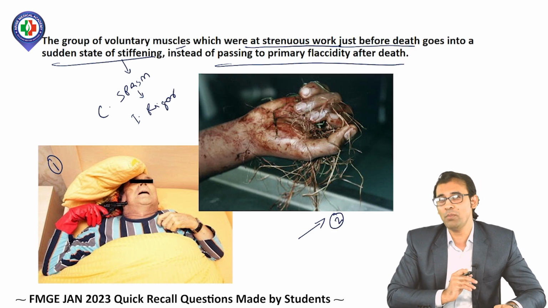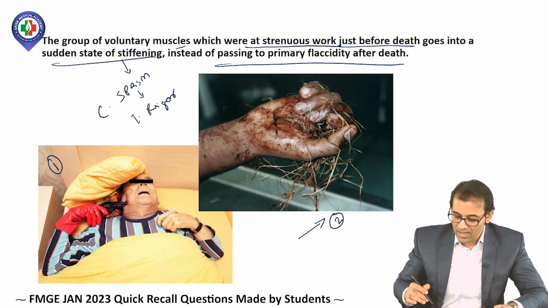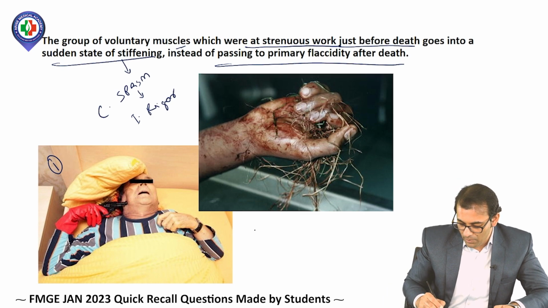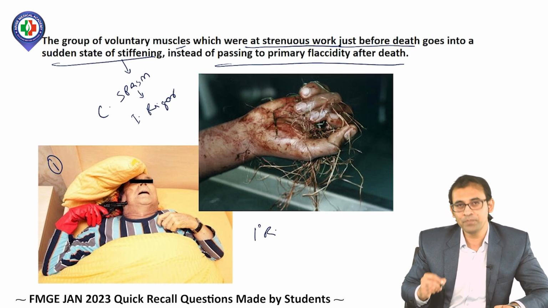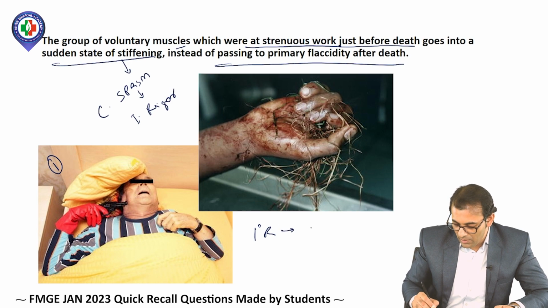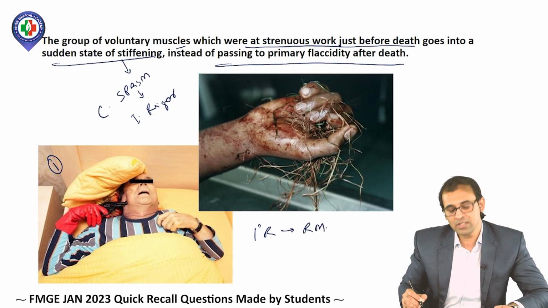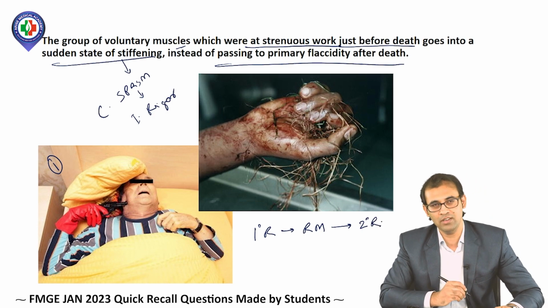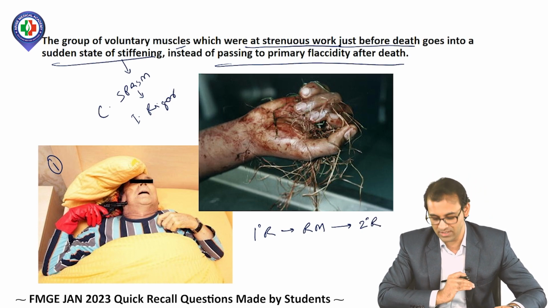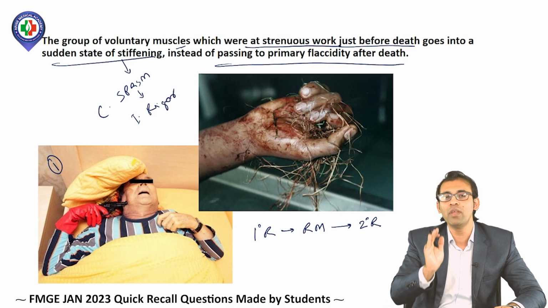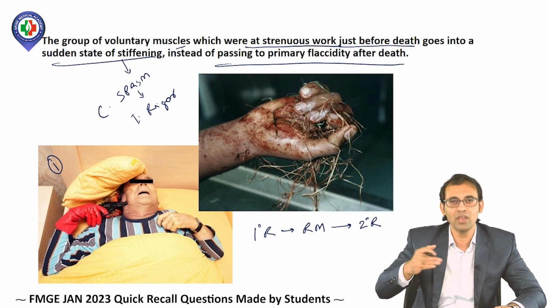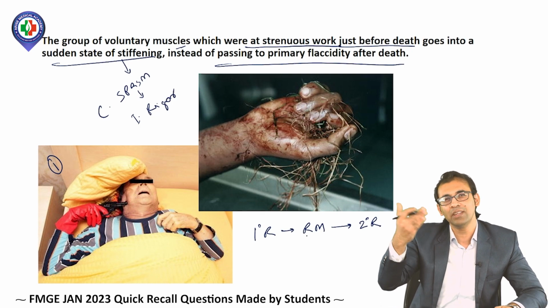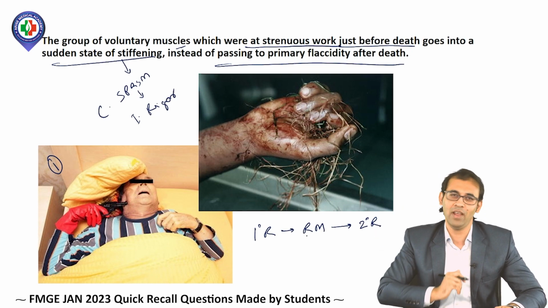I hope all of you remember what I have taught during the class, that for rigor mortis, first of all, there will be primary relaxation. After that, there will be rigidity or rigor mortis. After that, there will be secondary relaxation or flaccidity. So this is the rule for rigor mortis: first there should be flaccidity, and after a few hours, there will be rigidity.